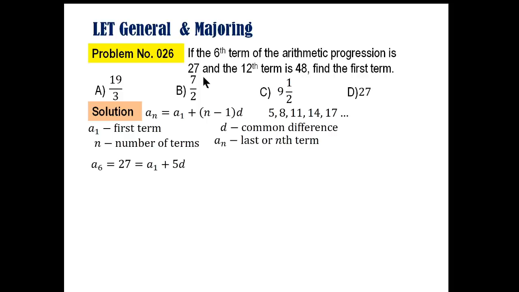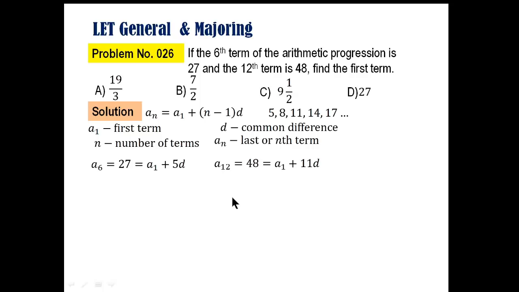For a sub 6, the given is that a sub 6 is 27. So a sub 6 is equal to 27, which is equal to a sub 1 plus 5d. This is the formula because if our n is 6, we have 6 minus 1, that's 5, times d, so that's 5d, plus a sub 1. While for the 12th term, a sub 12 is 48, which is equal to a sub 1 plus 11d, because 12 minus 1 is 11.